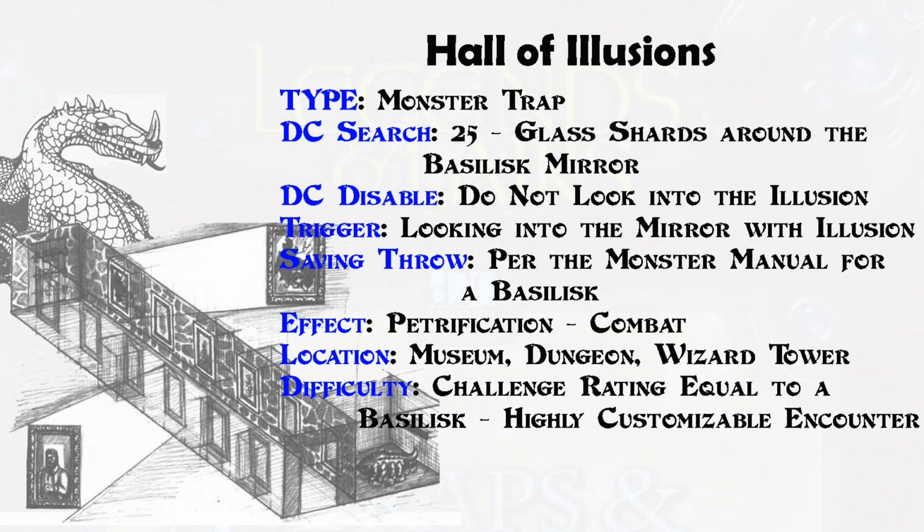A saving throw, well, that's going to be per the monster manual for Pathfinder, D&D, whatever you're using, for the basilisk. An effect, petrification from the basilisk's stare, or combat. Location, this could be found in a museum, dungeon, wizard tower, things of that nature. And difficulty, the challenge rating is going to equal that of a basilisk. If your characters can handle this type of monster, then they should be able to handle this type of trap. And the best thing that I like about it is this is a highly customizable encounter.